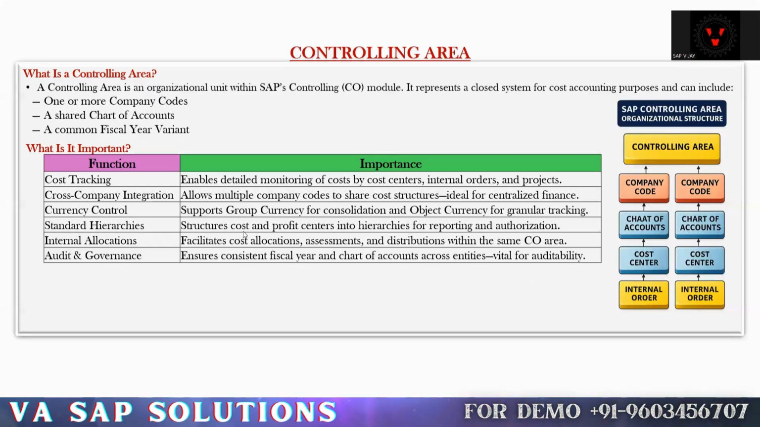Standard hierarchy structures cost and profit centers into a hierarchy for reporting and authorizations. So this is the hierarchy. It facilitates cost allocations, assessments and distributions within the same controlling area. It ensures consistency of fiscal year and chart of accounts across entities, vital for auditability.